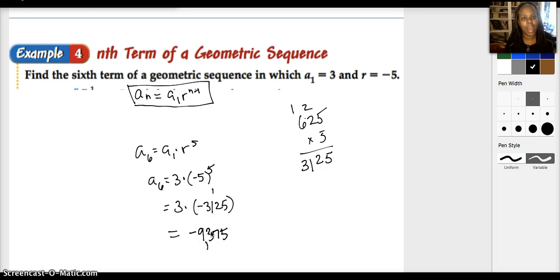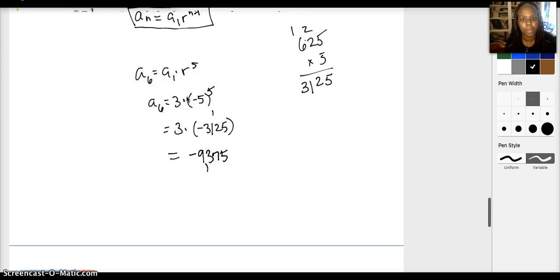So that's how quickly geometric sequences can burst and grow. And you might see why I related geometric sequences to exponential functions, because really in a lot of ways it is an exponential function. So you can see that relationship.